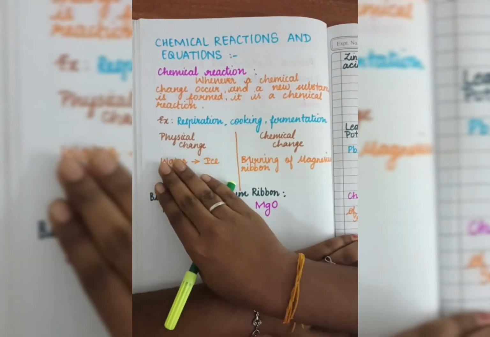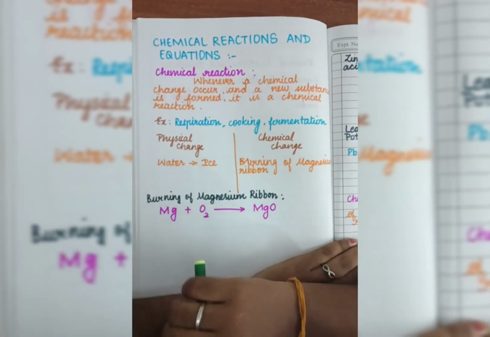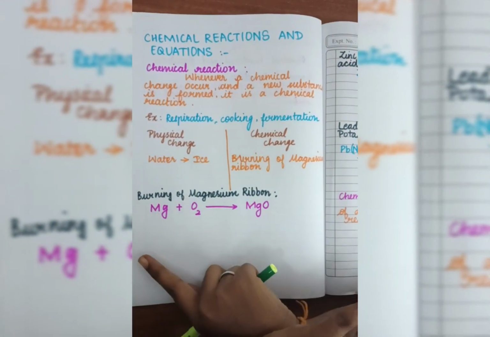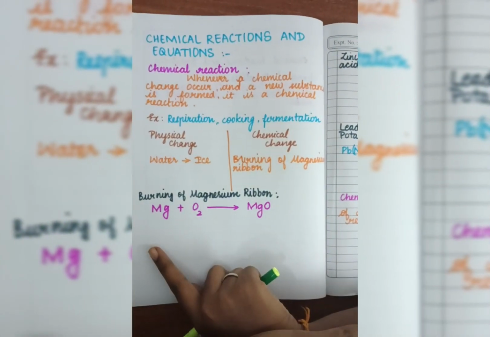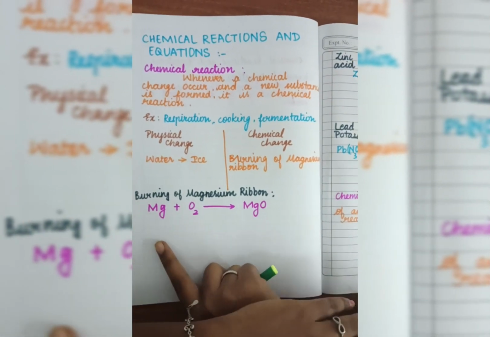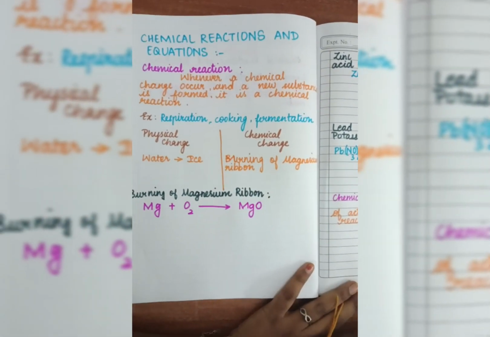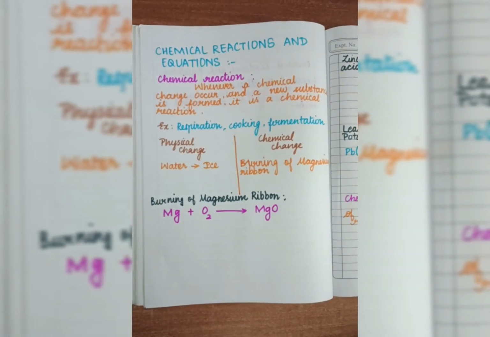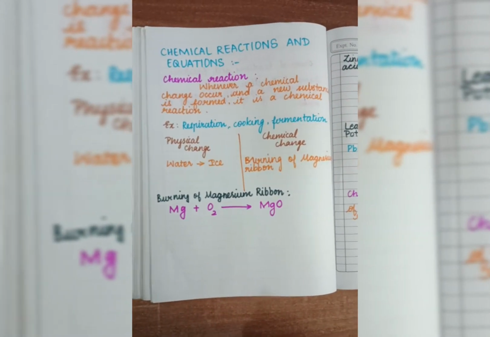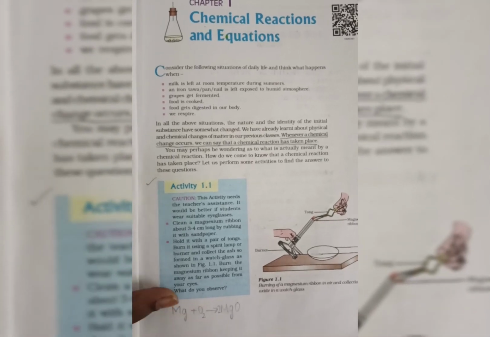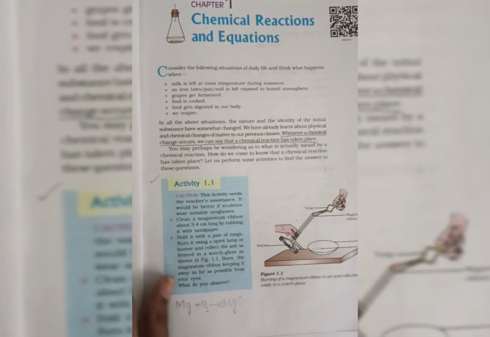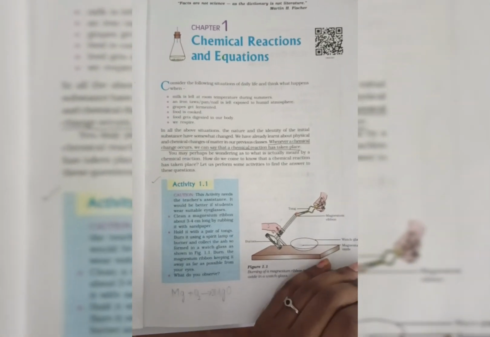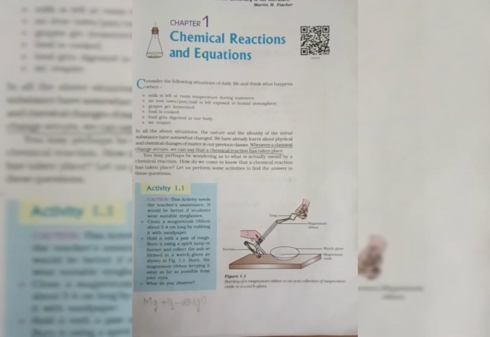See, first, you all know what is physical change. When water is frozen, it turns to ice, which you can again return to water by melting it. Whereas a chemical change, burning of magnesium ribbon, is the first activity that is given in your book. Look at here. It is activity 1.1. I am using new syllabus book. You should also use new syllabus so that it will be easy for you.